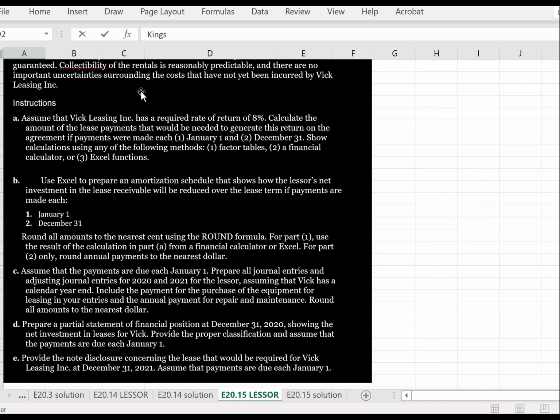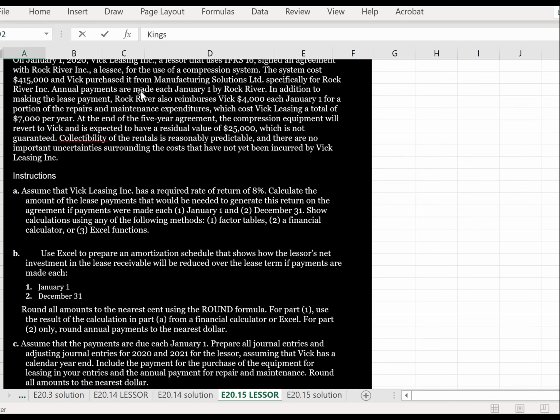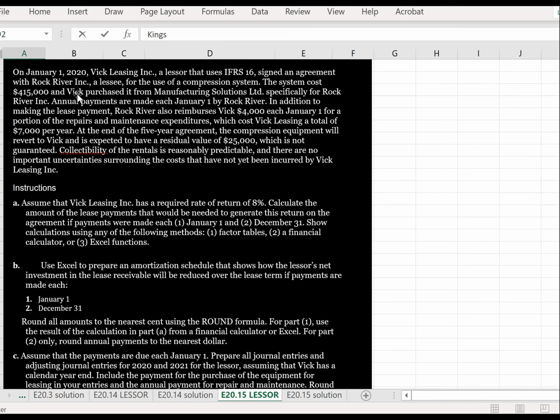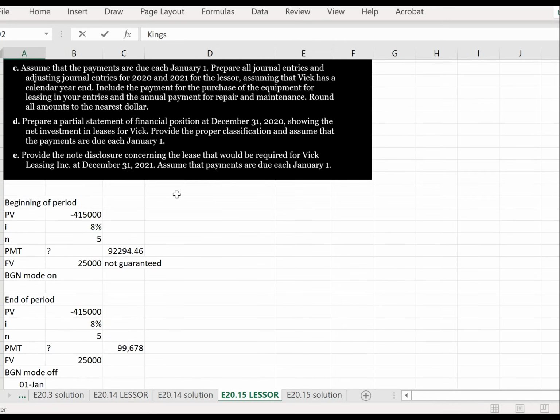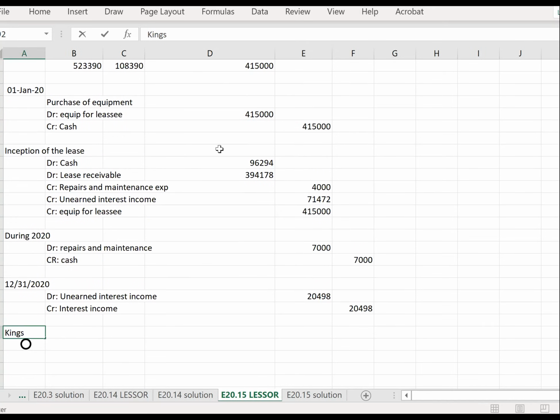Just see, what do we have here? VIC. Okay, so VIC Leasing Company. VIC Leasing Company. Statement of financial position. Partial. And it's going to be December 31st, 2020. That's all that good form is, where you're putting the name of the company, the statement, and the date.